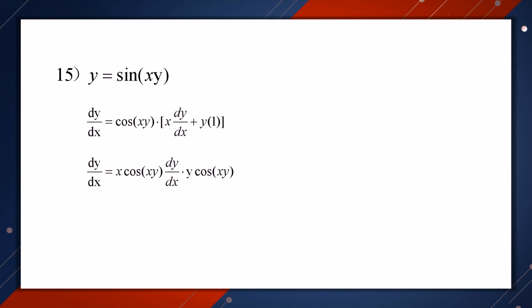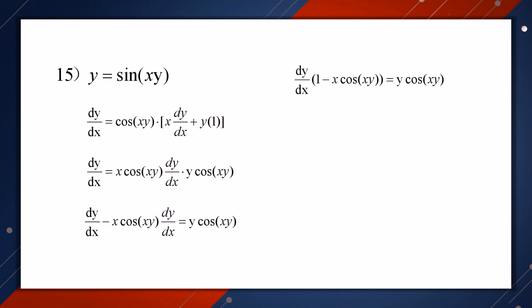times dy over dx plus y times cosine xy, and then we move x times cosine xy times derivative of y to one side, and we will get derivative of y minus x times cosine xy times dy over dx equal to y times cosine xy, and then simplify it, we will get derivative of y equal to y times cosine xy over 1 minus x times cosine xy, and this is the final result.